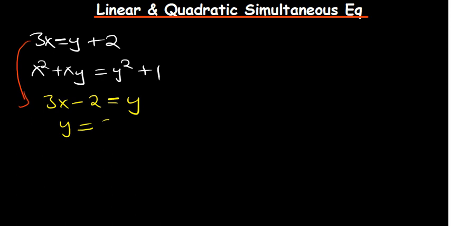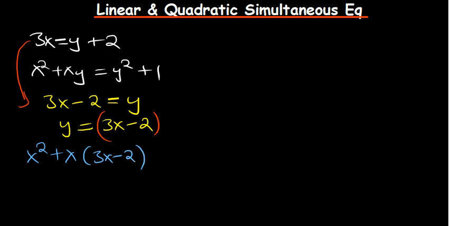And then the next step is to substitute the value of y wherever we have y in the other equation. So we have x squared plus x, and obviously for y I'm now putting 3x minus 2, and then is equal to, where there's y again, I'm putting 3x minus 2 squared plus 1.